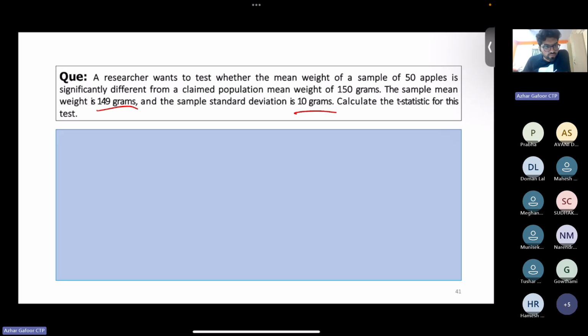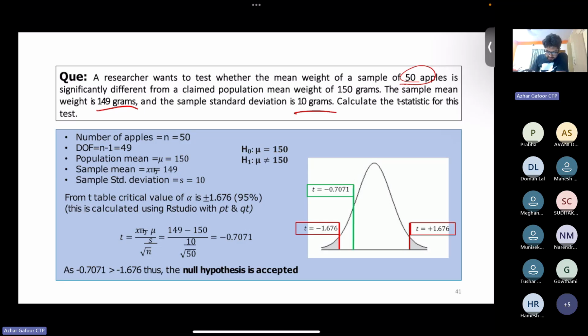You will be wondering why we are using the t statistic even with 50 apples. We already said that the sample size has to be less than 30, but in this case the population variance or population standard deviation is not given. In such cases we have to use the t-test. Coming to the solution, we find the t statistic. Here the number of apples n is equal to 50. Then, to use the t table or the equations in R, we have to find the degrees of freedom. That will be the total number of samples minus 1.